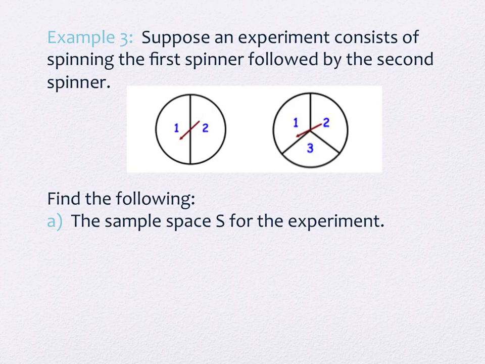Okay, so it says first, it wants us to write a sample space for the experiment. So sample space means to list all the outcomes. And because these are evenly divided, all the outcomes are equally likely. Like if I spin spinner number 1, you have a 50-50 chance, like a 1/2 probability of getting a 1 and a 1/2 probability of getting a 2, right? Exactly the same. Same thing for the spinner 1, 2, 3. You have a 1/3 chance of getting each one of these. So you're equally likely to get all of those outcomes.